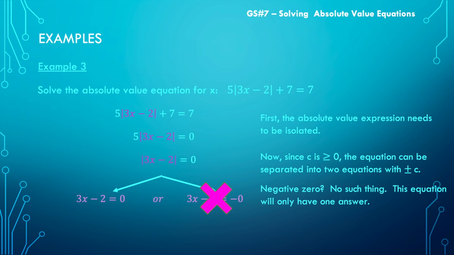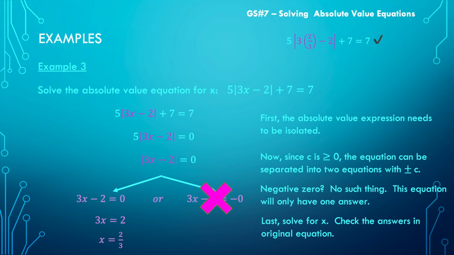So we're going to go ahead and solve this equation on the left side. So 3x is equal to 2 and x is equal to 2/3. We would go ahead and check that in our original equation. 3 times 2/3 is going to be 6/3, which is 2. 2 minus 2 is 0. The absolute value of 0 is 0. 5 times 0 is 0, plus 7 is equal to 7. Yay, that works out just beautifully.